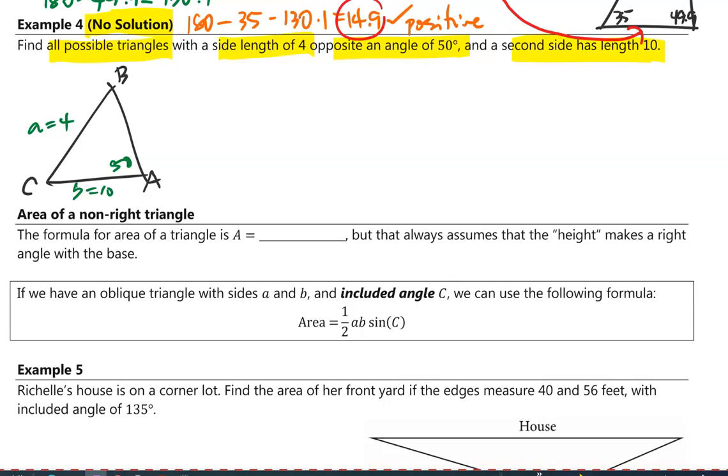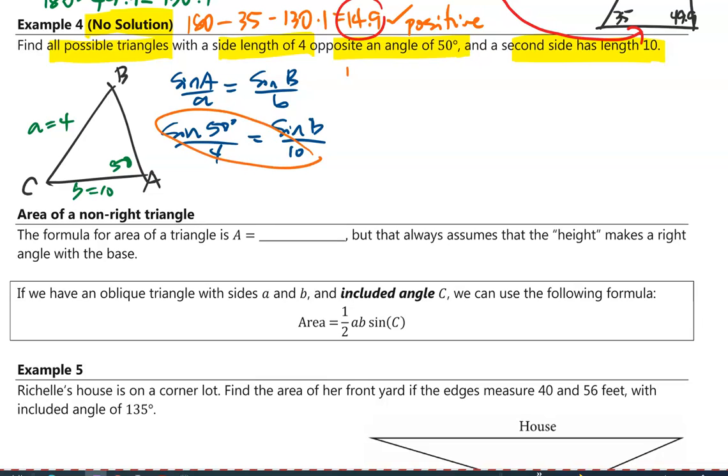So let's use law of sines. So sine of A over side A is equal to sine of angle B over side B. So sine of 50 degrees over 4 is equal to sine of angle B over side B, which is equal to 10. And let's cross multiply this.